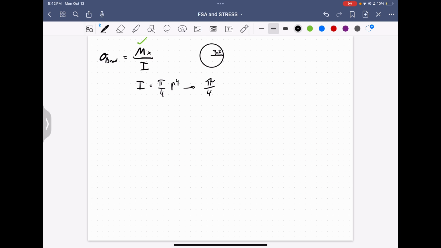Here, we know 0.037 meters. I don't know why it always jumps to that big eraser. 3.7, I'm going to lose it. 4 meters. And then we know that x equals 0.037 meters. So now we have x and I. We can solve for this moment due to bending.